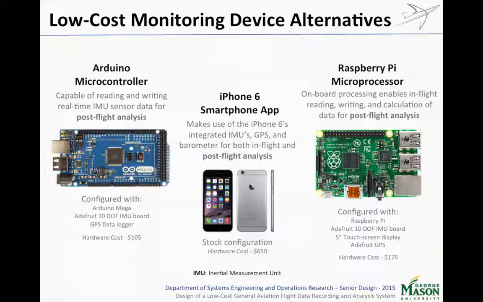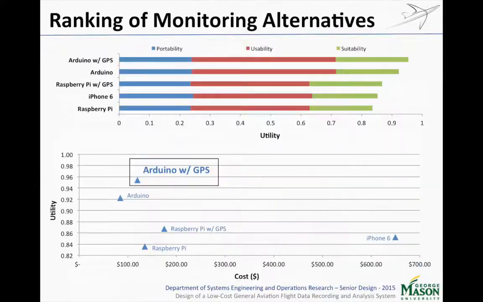And then lastly, we chose the Raspberry Pi for our microprocessor, also a very popular platform similar to the Arduino in cost and functionality, except for the fact that it has onboard data processing. We'd be able to configure this Raspberry Pi platform with all the sensors that we need for a total prototyping hardware cost of $175.